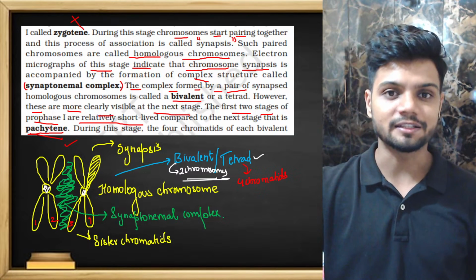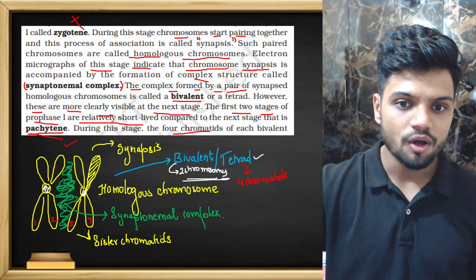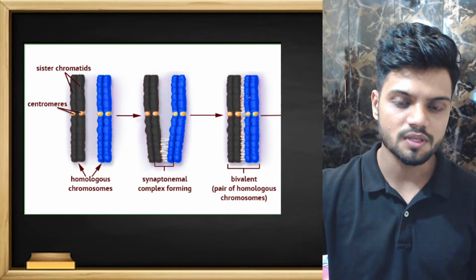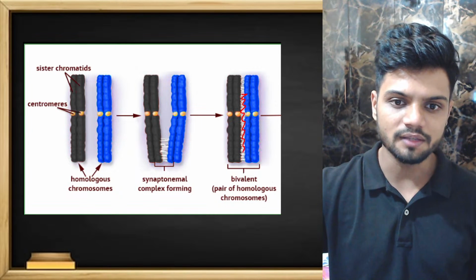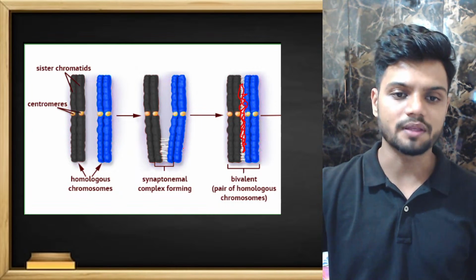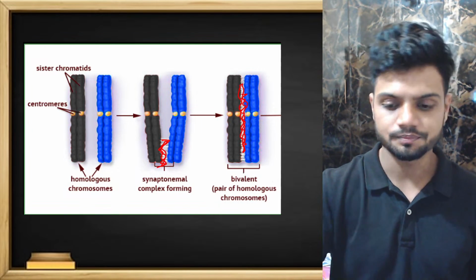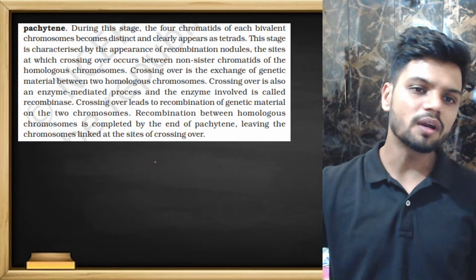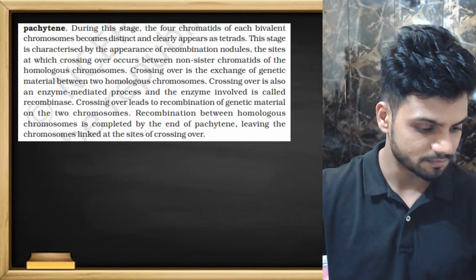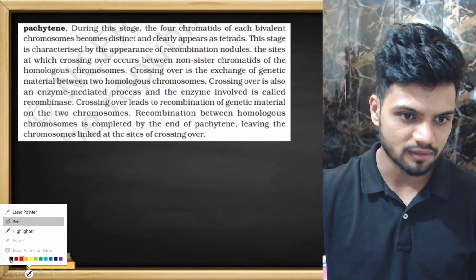Okay. Now, pachytene. What happens in pachytene? During this stage, the 4 chromatids of each bivalent, see, these are homologous chromosomes. Homologous chromosomes are pairing, and between them is the synaptonemal complex. Can you see? Synaptonemal complex is there. Now, what happens in pachytene, students? Pachytene is very beautiful. I'll draw and teach you.